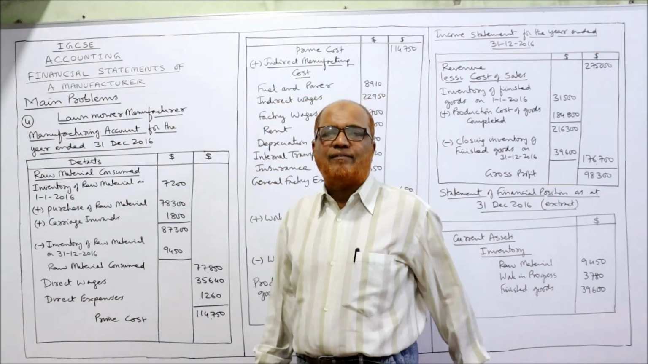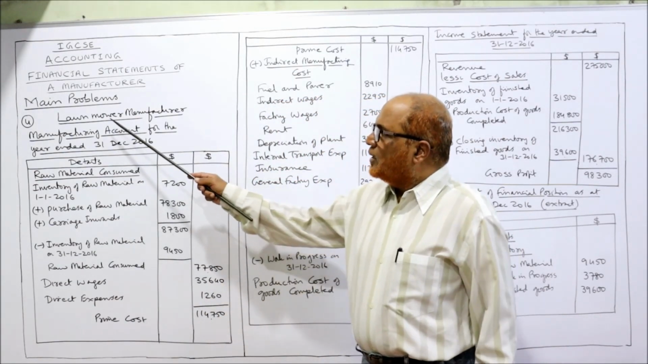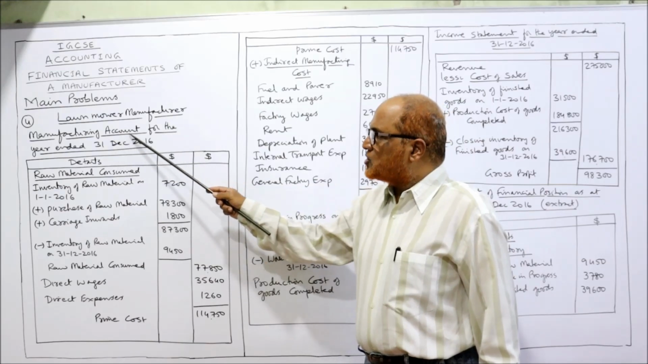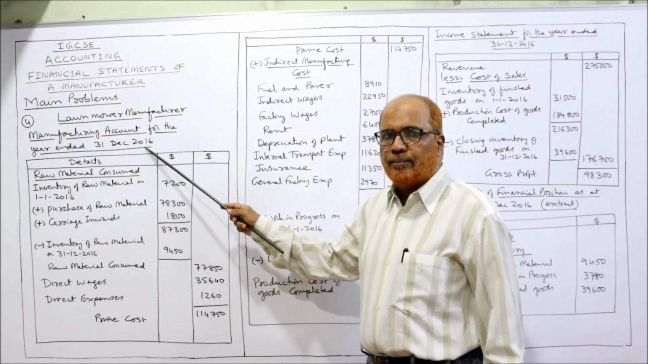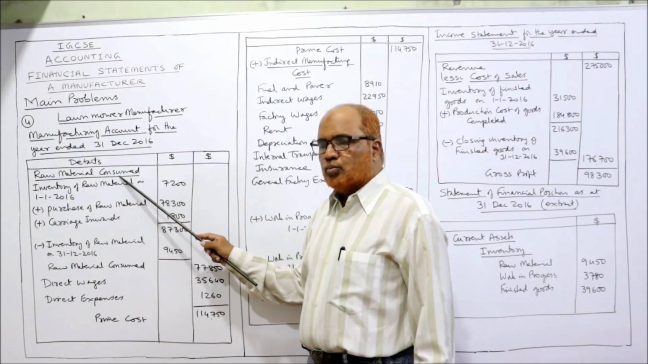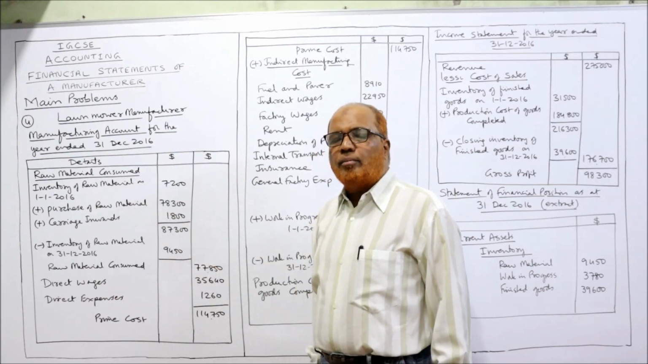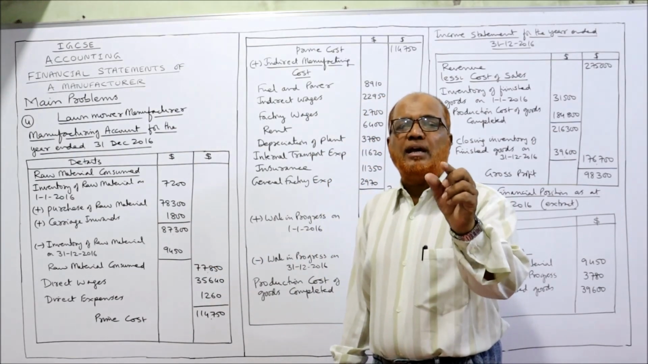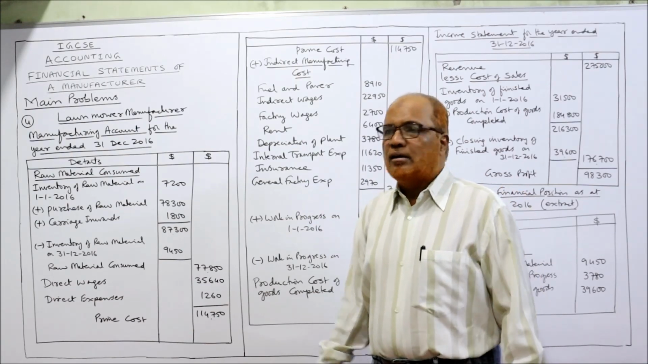The first item is manufacturing account. See here, lawn mower manufacturer, manufacturing account for the year ended 31st December. Raw material consumed. So for calculating raw material consumed, first we take opening inventory of raw material.